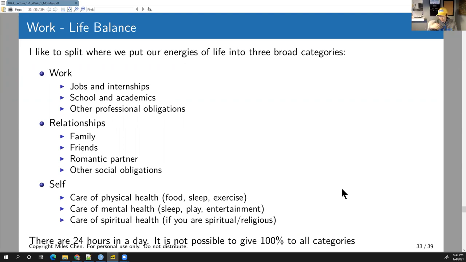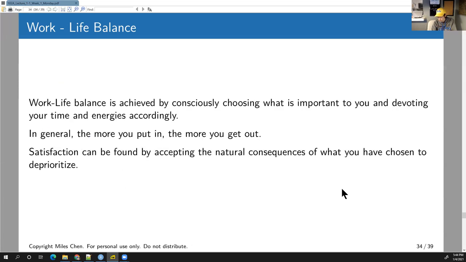The second category is relationships, whether that's friends, family, a romantic partner, or other social obligations. And the third is yourself. That's care of your physical health, things like food, sleep, and exercise, care of your mental health, sleep, play, and entertainment, and care of your spiritual health, if you're spiritual or religious. There are 24 hours in a day, and it is not possible to give 100% to every single one of these categories. There's just not enough time. So you have to pick and you have to prioritize.